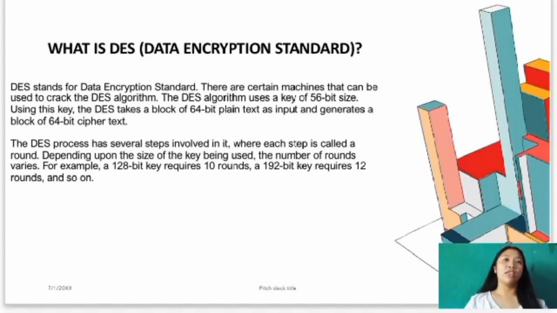Using this key, the DES takes a block of 64-bit plain text as input and generates a block of 64-bit ciphertext. The DES process has several steps involved in it, where each step is called a round. Depending upon the size of the key being used, the number of rounds varies. For example, a 128-bit key requires 10 rounds, a 192-bit key requires 12 rounds, and so on.